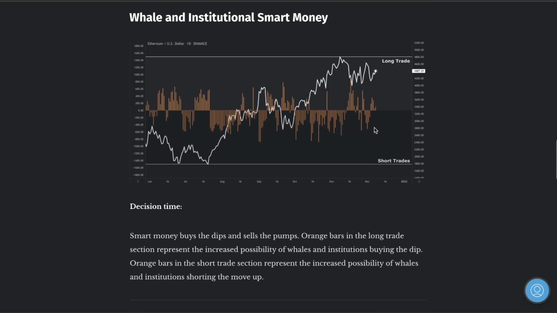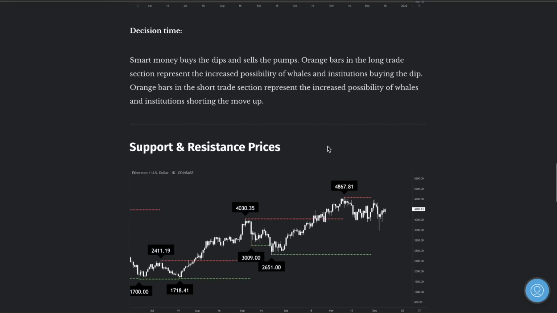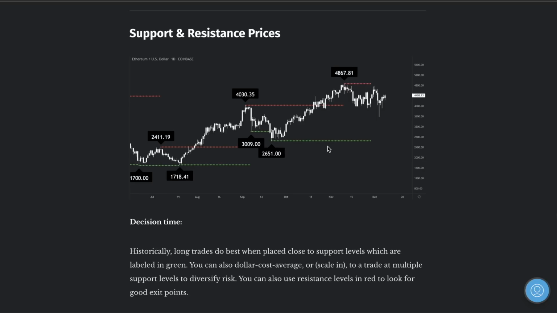Every single one of our metrics and indicators is what's called a leading indicator. They help us see what's going to happen before it happens. They are not lagging, which basically shows data after the fact, okay? Take a look at this down here. Support resistance prices.